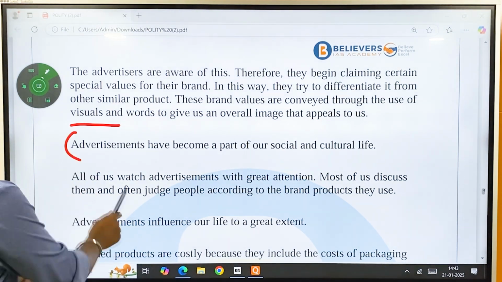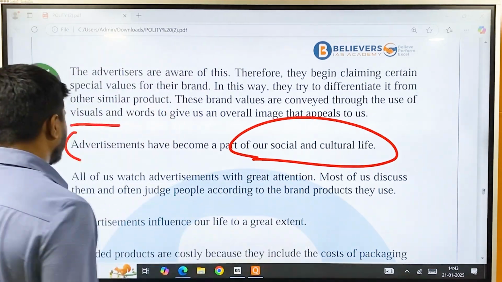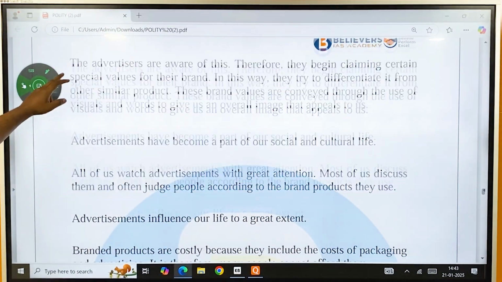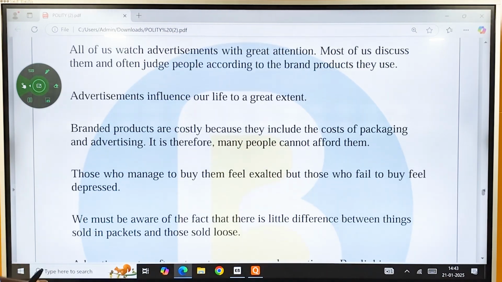Okay, advertisements have thus become a part of our social and cultural life. All of us watch advertisements with great attention. Most of us discuss them and often judge people according to the brand products they use. Okay, the brands or the advertisements have become part and parcel of our life itself. Okay, advertisements influence our life to a great extent, that we all know.